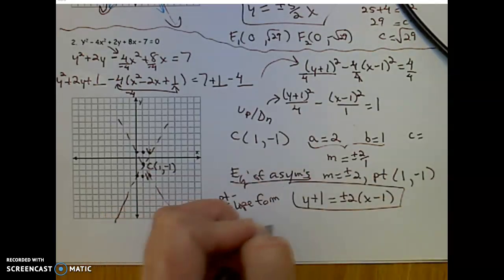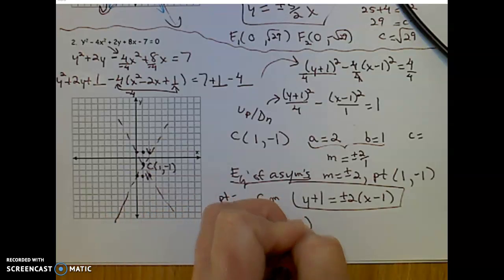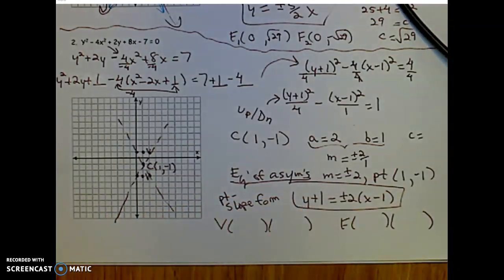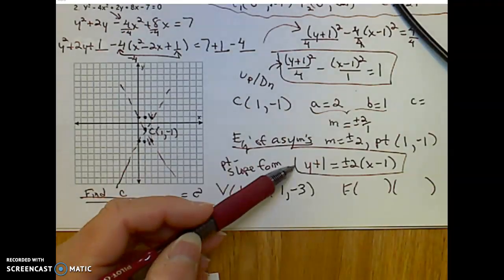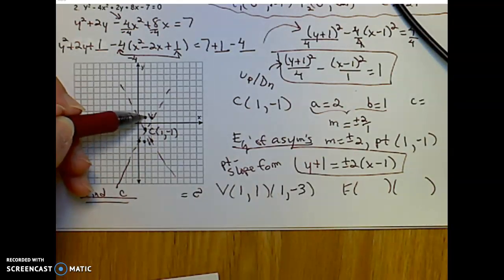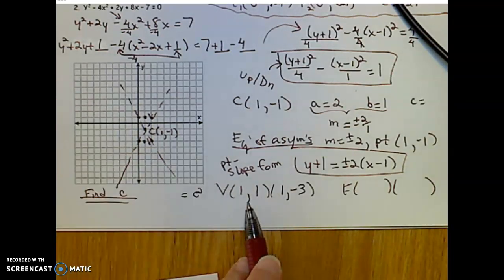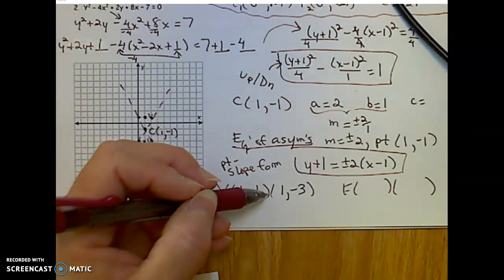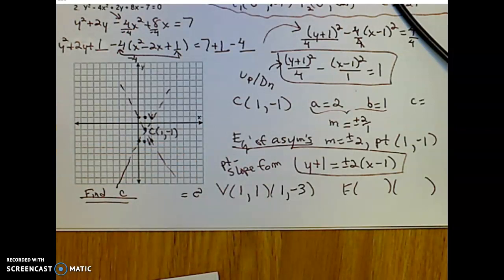Now I'm going to find the ordered pairs for my vertices and the ordered pairs for my foci. I'm going to pause so you can think about those two things. Okay, there's the equations for my asymptotes. My vertices, I usually just count off my graph. I had plotted them. So one of my vertices was at 1, 1. My other vertex is down at 1, negative 3. Please check those with me. Those are the ordered pairs for my vertices.